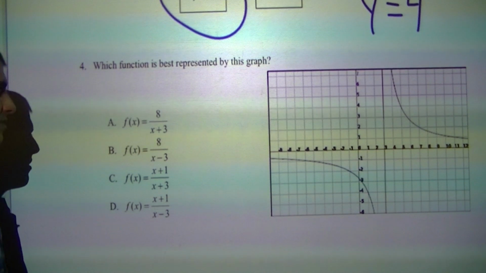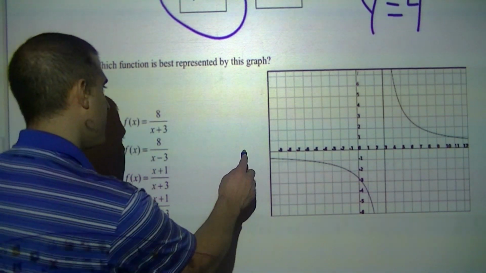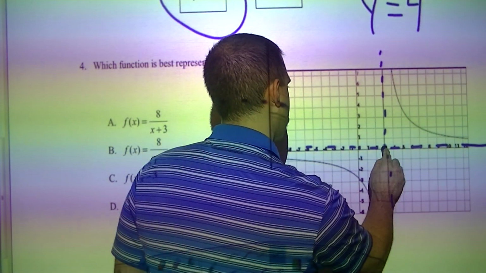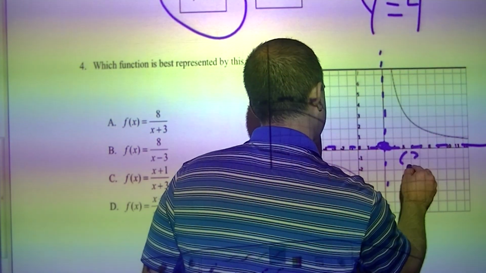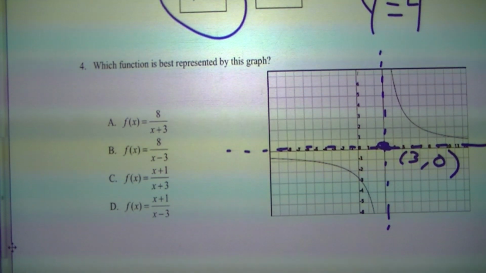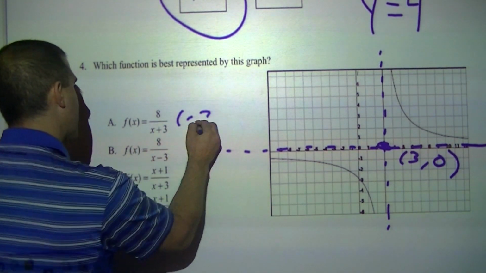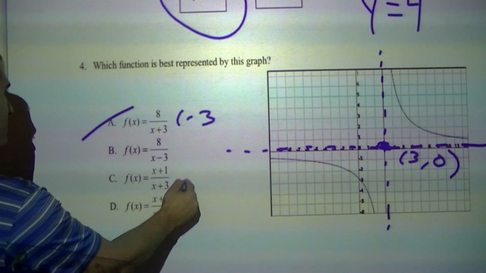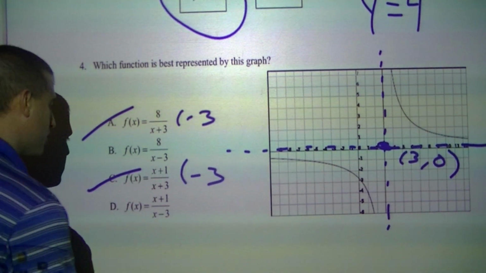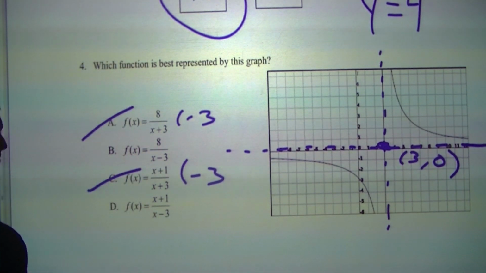So you can do this a number of ways. If you look at this, that's going to cross there at 3, 0. So what you can look at is which ones don't have anchor points there. Well, that anchor point would be -3 something, so that's out. That anchor point would be -3, that's out. So really I'm down to these last two.